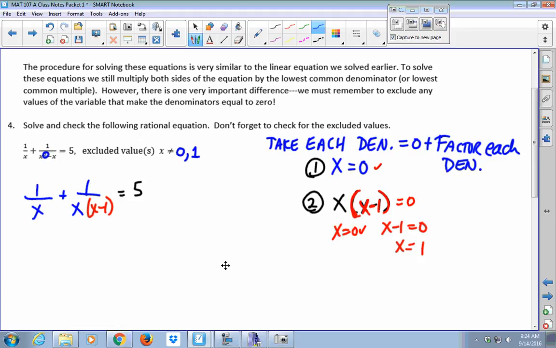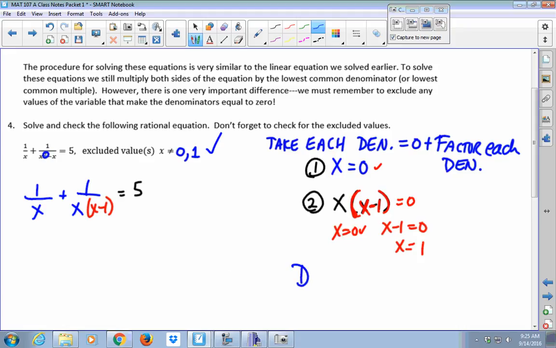So if you do all this work and you end up with a solution that is 0 or 1, you say this equation has no solutions in the world. Because right at the first step, you know that 0 and 1 are excluded. If you went back to check your answer, you'd get a denominator of 0, which doesn't represent any number at all. So let's do a little review.